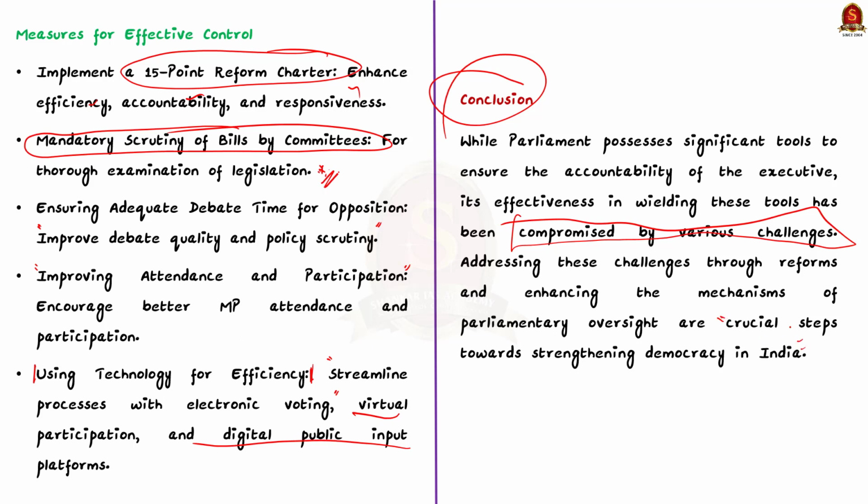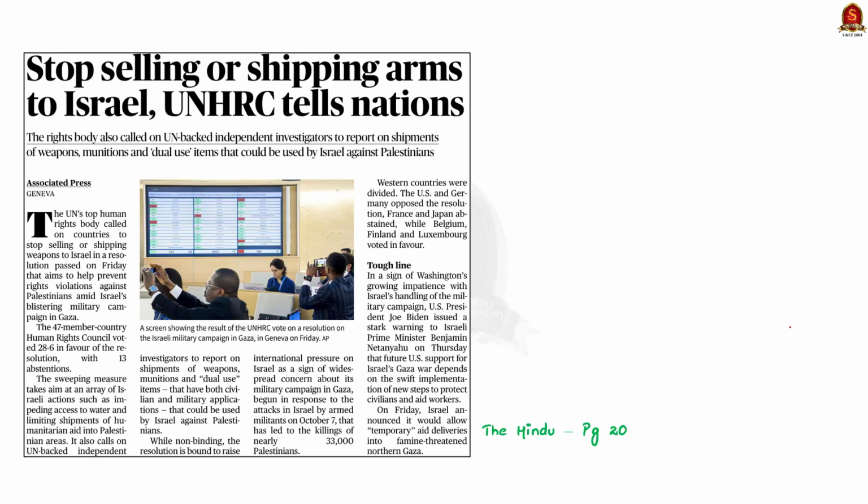See, this is regarding the discussion. In this discussion, we saw how Parliament is ineffective in using its tools to ensure accountability of the executive. With this, let us move on to the next part of our discussion. Look at this news article.